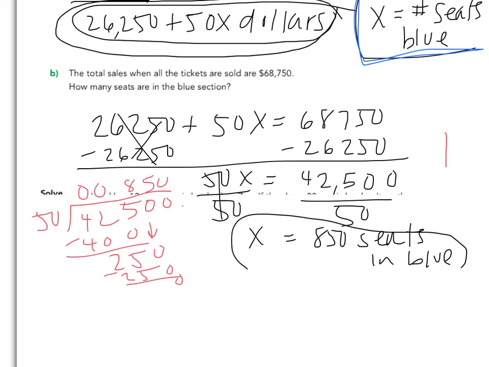Okay, so I write down the expression up here, 26,250 plus 50x equals, they tell us, 68,750. I'm trying to solve for x. So I have to get rid of the positive 26,250, so I move it to the other side, and I get 50x equals 42,500. Then to get x alone, I need to divide both sides by 50, and 42,500 divided by 50, here's my work on the left, I get 850, so there are 850 seats in the blue section.